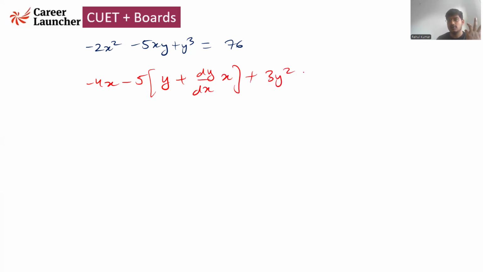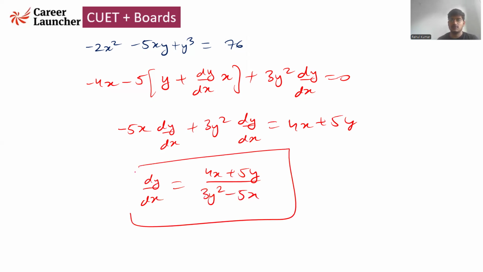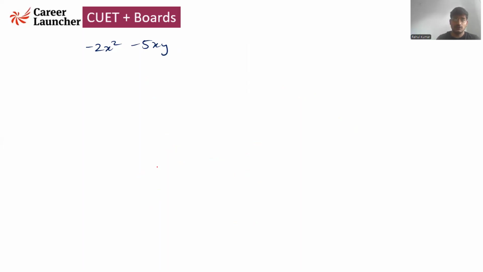Now, 3y square dy by dx is equal to 0. Now, take out the non-dy by dx term on the right hand side, and keep the terms on the left hand side. So what will we receive? We will receive minus 5x dy by dx plus 3y squared dy by dx, which is equal to 4x plus 5y. Now take out dy by dx common, and you will receive 4x plus 5y divided by 3y square minus 5x here.